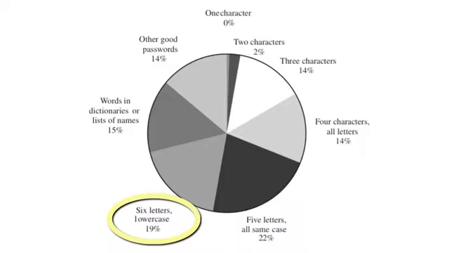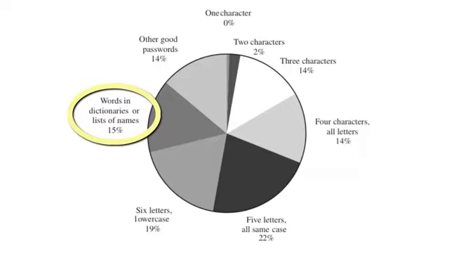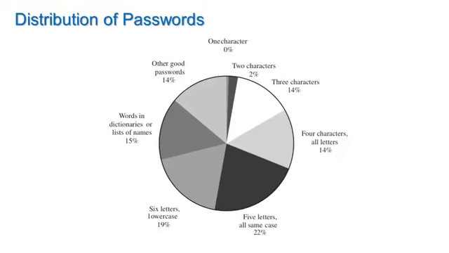19% of passwords use 6 lowercase letters, while a further 15% of all passwords are comprised simply of words in a dictionary or in a list of names. Together then, all of these groups total to 86% of all of the passwords used by human beings. From a security perspective, this is quite depressing, because even with modest computational capabilities, this means that 86%, or nearly 9 out of every 10 passwords, could be cracked in a relatively short period of time, simply by using the information shown here.